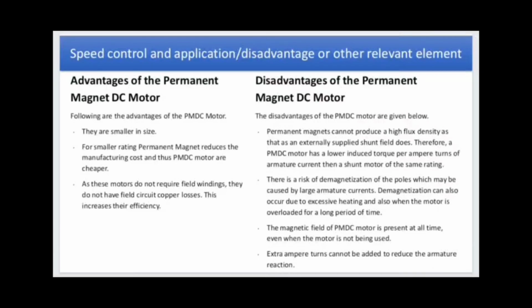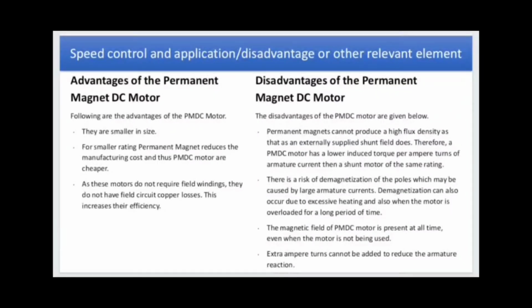Advantages of the permanent magnet DC motor. Following are the advantages of the PMDC motor. They are smaller in size. For smaller ratings, permanent magnets reduce the manufacturing cost, and thus PMDC motors are cheaper. As these motors do not require field windings, they do not have field circuit copper losses. This increases their efficiency.